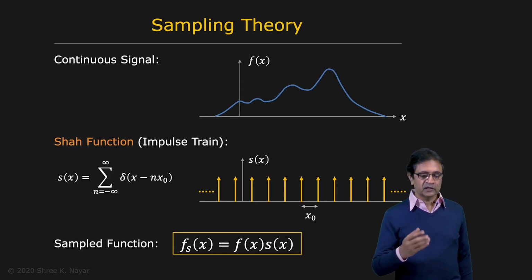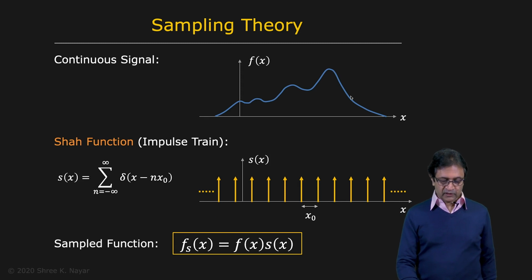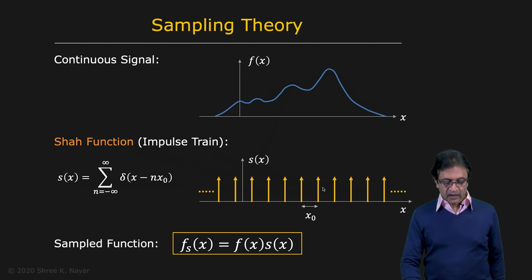So we want to develop a theory of sampling. We start with our continuous signal here, f of x. And the way this is sampled is by multiplying it with what's called an impulse train. It's a train of delta functions. This function is called the Shah function. We'll call it s of x. You can see the Shah function is a sum of delta functions which are displaced by x0 with respect to each other. So your sampled function is fs, which is f multiplied by s.